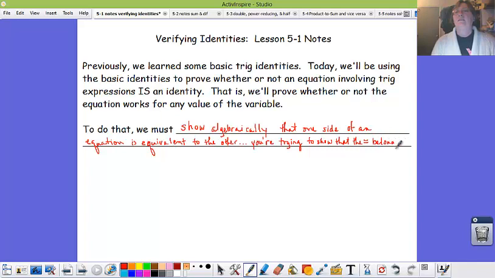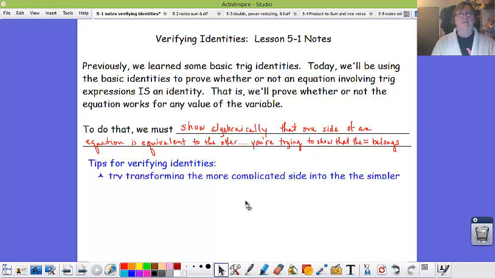All right. To help us get going today, I have a list of some tips that I'd like to have you copy down that will help you as you're trying to verify whether or not an equation is an identity. So here come a list of tips. First, try transforming the more complicated looking side into the simpler side. Folks, it's harder to make the simple look hard. It's easier to simplify. So we want to start with what we think is the more complicated side in general and try and change that into the simpler side.